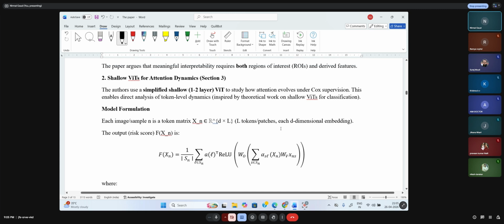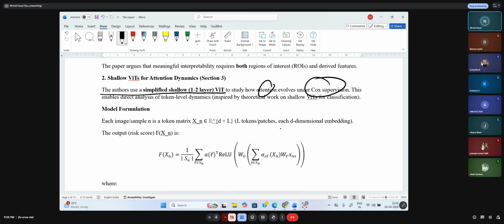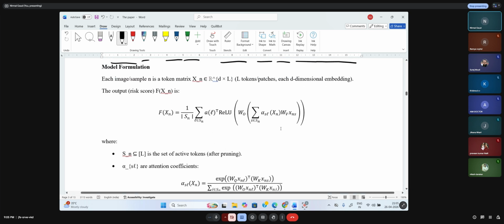So the authors used a simplified shallow ViT model, not a deep model, to study how attention works when we apply Cox. This enabled direct analysis of token-level dynamics, inspired by the theoretical work on shallow ViT for classification. What are they doing? How are they trying to manage it?